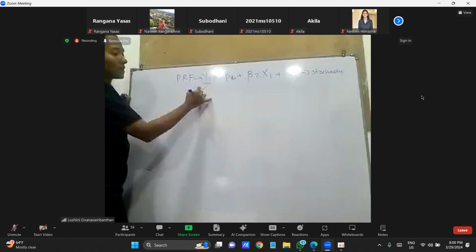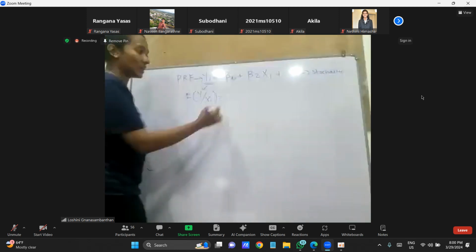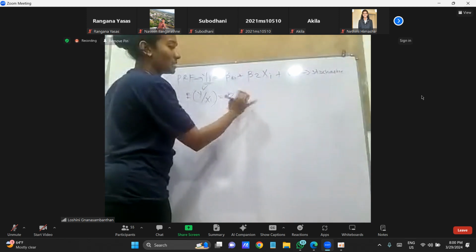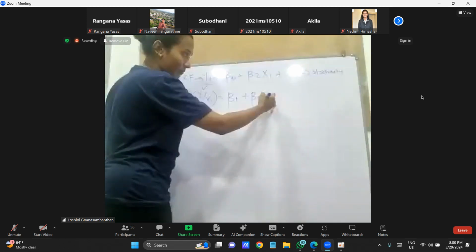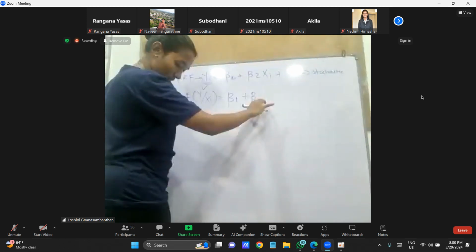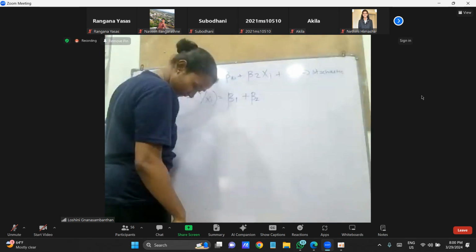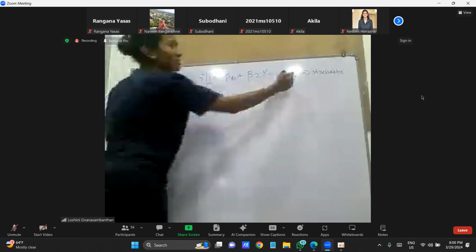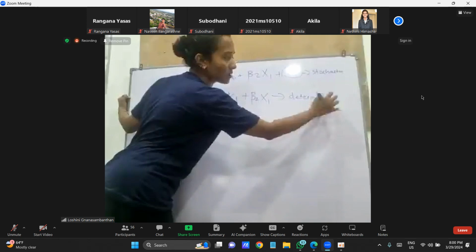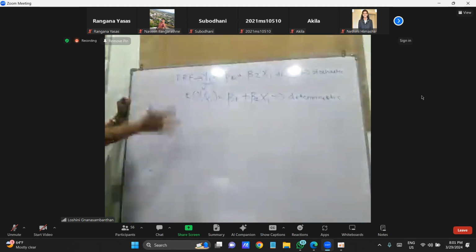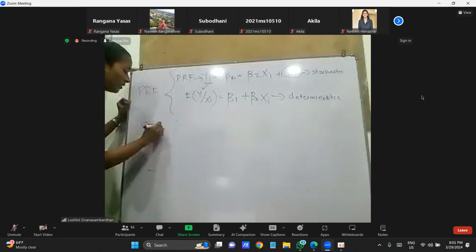The deterministic version is the expectation of Y given Xi, the conditional mean of Y given Xi, equal to beta 1 plus beta 2 Xi. That is the deterministic version of the population. Both are population, PRF.